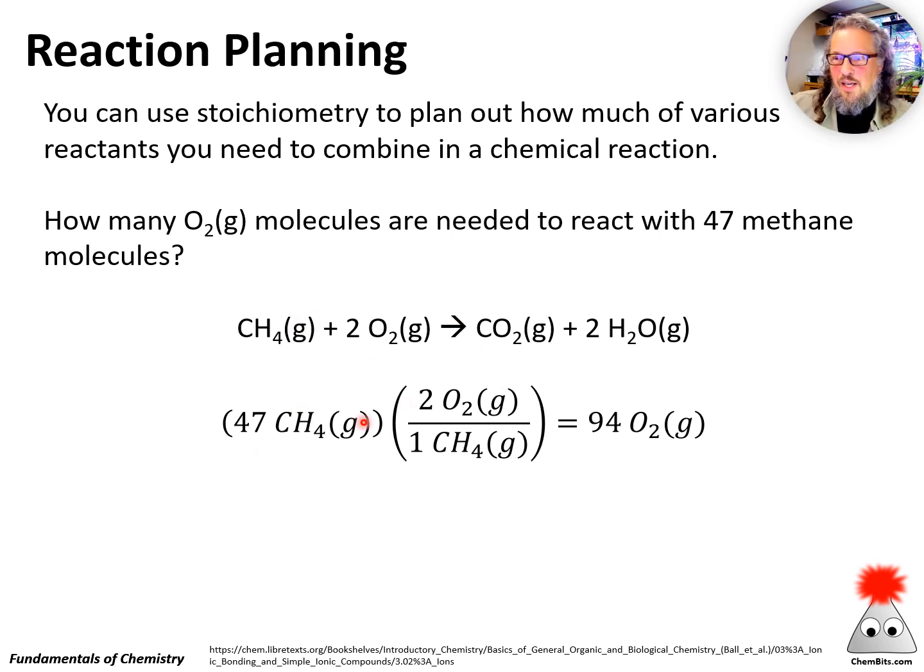Well, again, let's set it up as a conversion factor using that stoichiometric ratio of 2 oxygens for 1 methane. And again, set it up so that our units cancel appropriately. And we see that for 47 methane molecules, I need 94 oxygen molecules. So reaction planning is one way that stoichiometry gets used a lot in the real world especially.